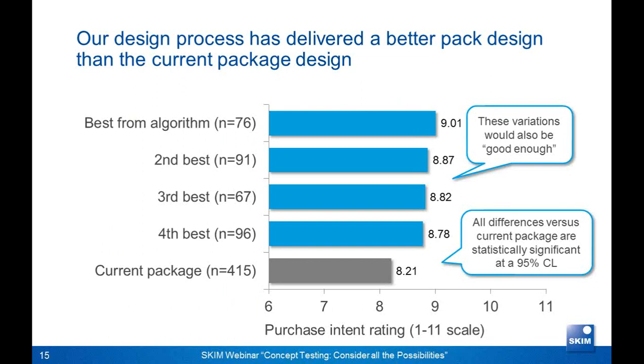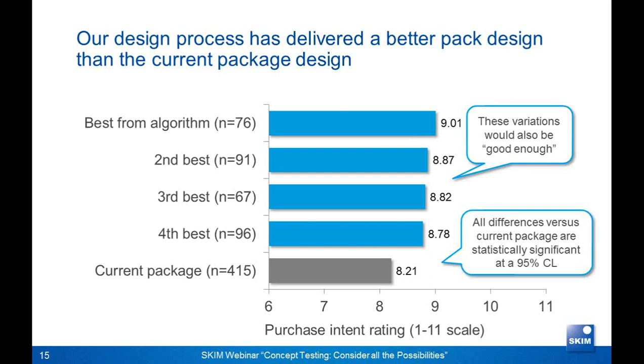And the scores that we get from our algorithm are statistically significantly better than the scores of the current pack design. Also, what is nice is that we don't just get one really good pack design, we get 4 of them that are very close to each other in terms of scores. So if for some reason you're not able to go ahead with the best one, because of legal reasons, because it maybe will be a very big departure from what your brand is currently doing, you have a lot of other options that you can still implement.